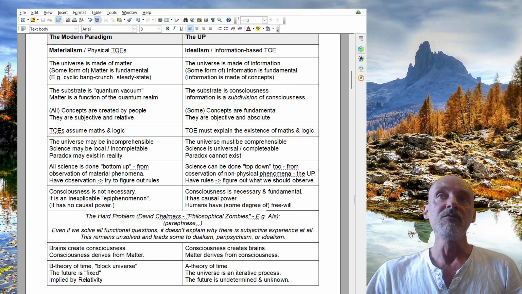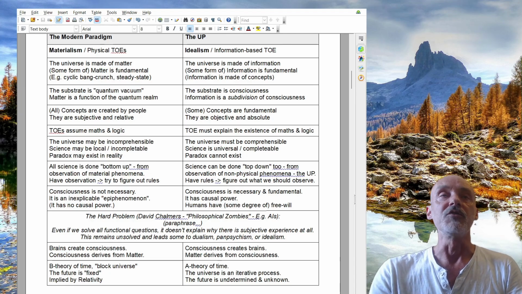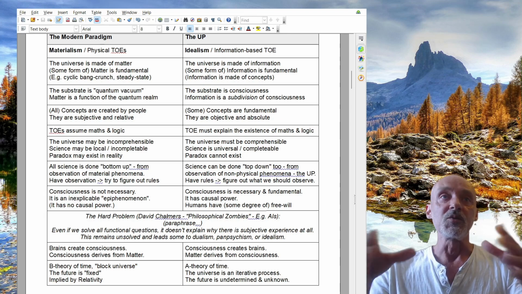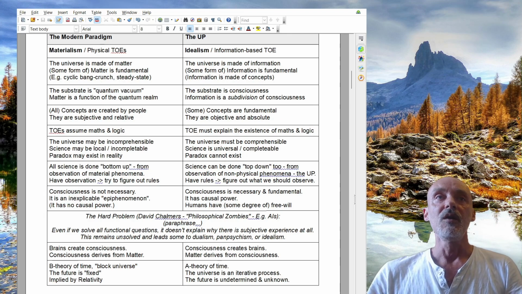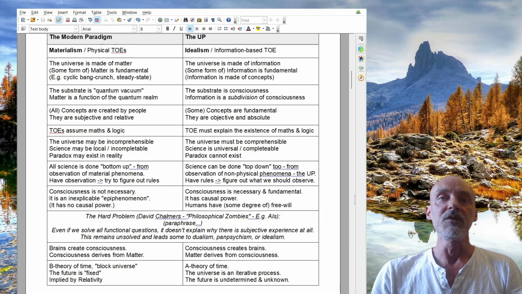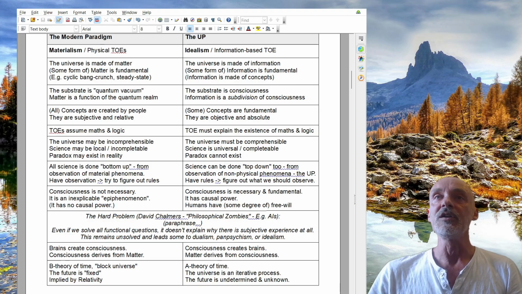But the UP says science can be done from the top down too. So we can observe non-physical phenomena, the UP, which is a set of rules. It's like a map of the foundation of the universe. And then once we have those rules, we can work top down to figure out what we should observe. And these two methodologies can actually work together and meet in the middle. Having the UP, the set of rules that we can derive the universe from, means that science should be a lot easier to do and a lot simpler, take a lot less time and be a lot clearer.